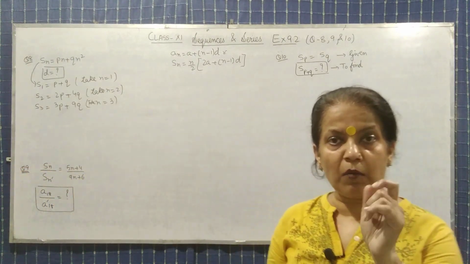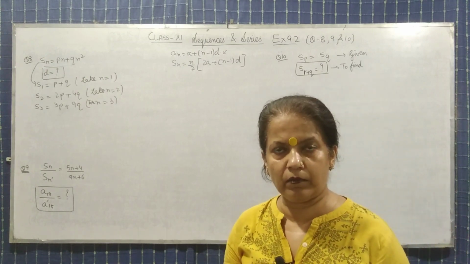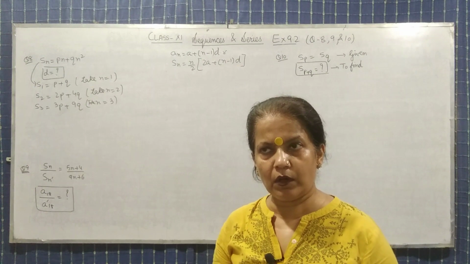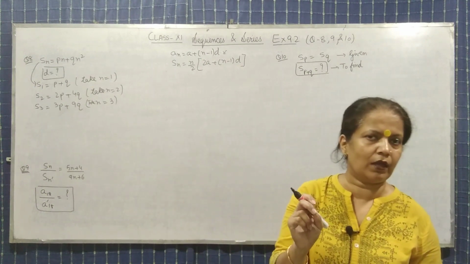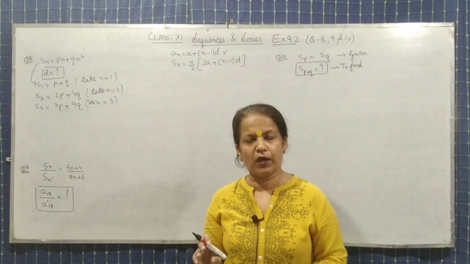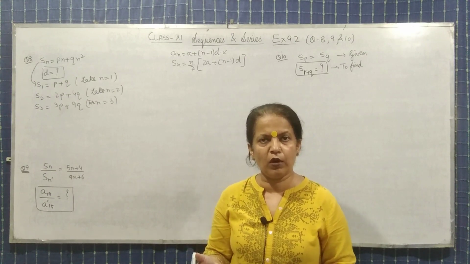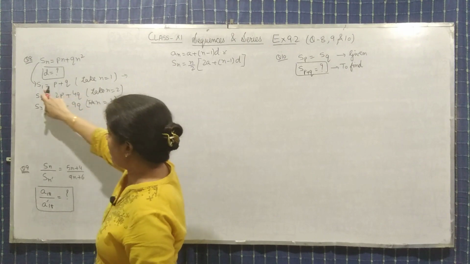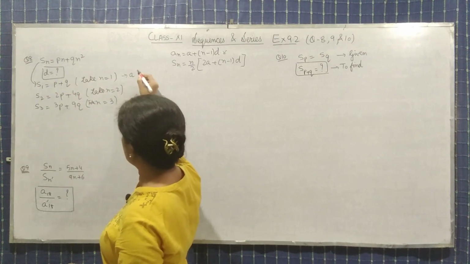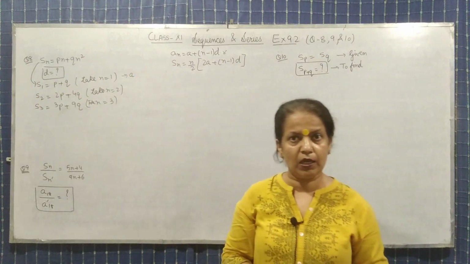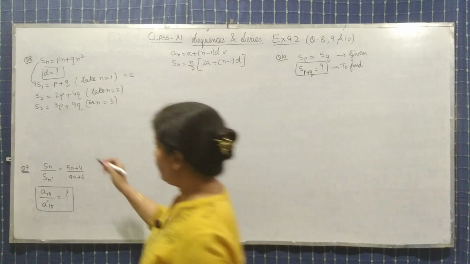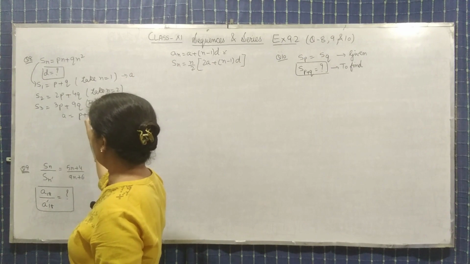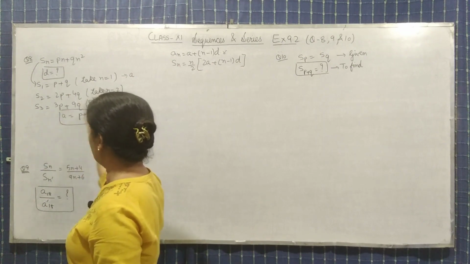S1, the sum of the first term, and the first term should be the same. If we are finding the sum of the first term and talking about the first term, both the things will be equal. So the sum of the first term is also equal to A1, the first term A, isn't it? So from here we will get A as P plus Q. This is our first term.